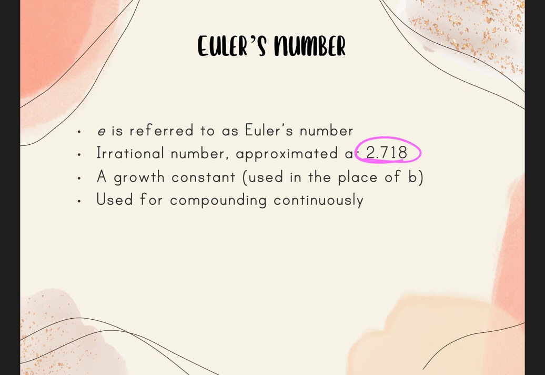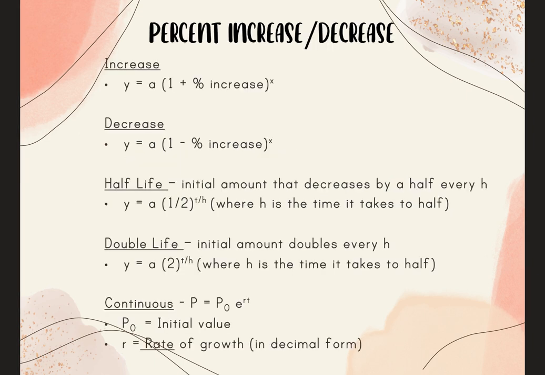It's called the growth constant. It's used to show continuous growth, okay? So it is part of our continuous exponential functions. If you remember PERT, something that grows continuously uses E as its base. So it's used for compounding continuously. It will also be part of ln. ln is log base E. Those are the same thing.